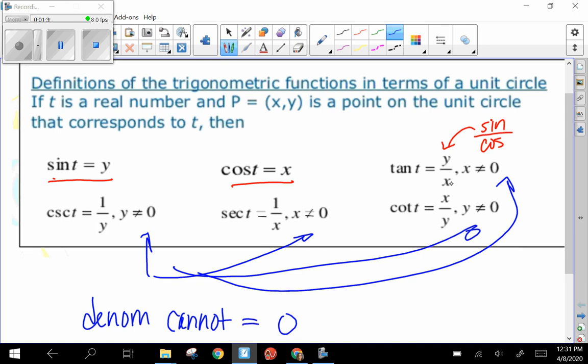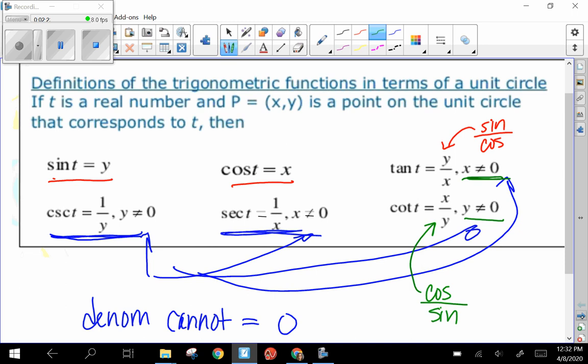Okay, so tangent of t is y divided by x, but not when x is equal to 0, then it would be undefined. Cosecant is the reciprocal function of sine, so 1 divided by y, but again, it's undefined whenever y is equal to 0. Secant is the reciprocal function of cosine, so 1 divided by x, but again, undefined when x is equal to 0. And then cotangent is x divided by y. That's the reciprocal of tangent, but you can also think of that as cosine divided by sine. And that one is undefined when the y value or the sine value is equal to 0. See how that flip-flops there, which makes sense.